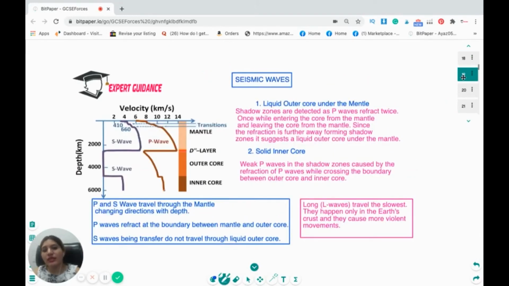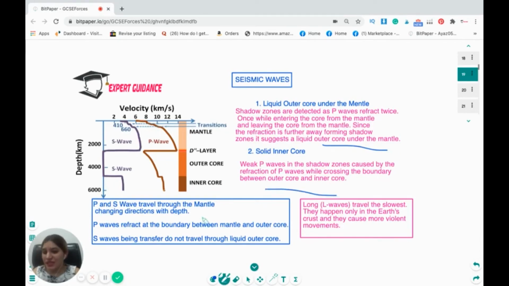Okay, now what information do the seismic waves give you? It tells us that there's a liquid outer core under the mantle, because you have the shadow zones that are detected as P waves refract twice, once while entering the core from the mantle and once leaving the core into the mantle. Since the refraction is further away, forming the shadow zone, it suggests there's a liquid outer core under the mantle, and we have a solid inner core, as the weak P waves in the shadow zone are caused by the refraction of P waves while crossing the boundary between the outer core and the inner core.